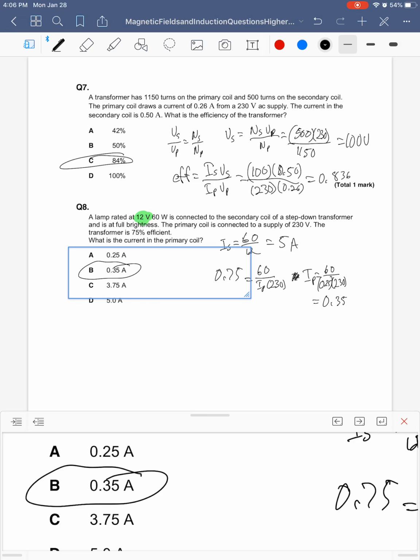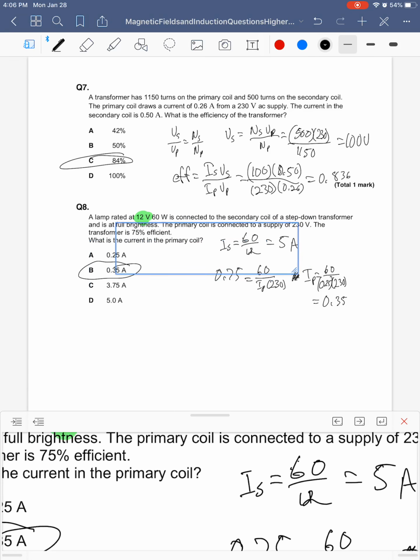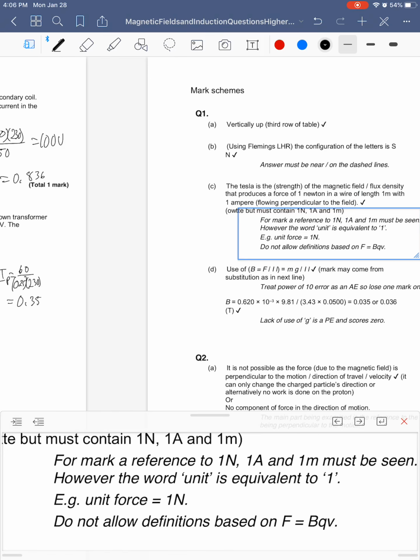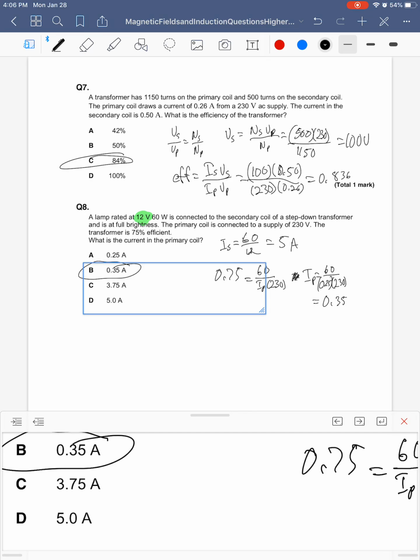Let's check my mark scheme. Hooray, I did it right. So yeah. There we go. I think that's it. Yes, we are now at the mark scheme.